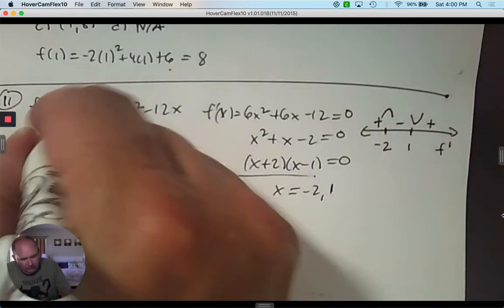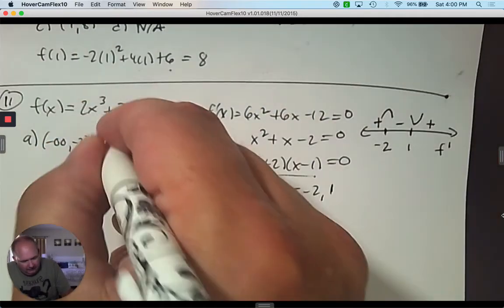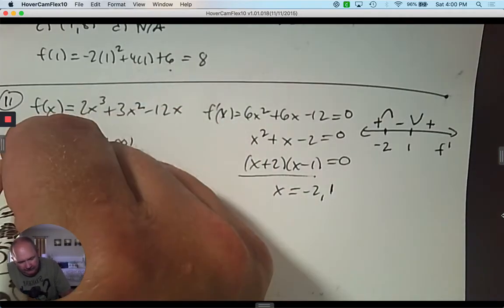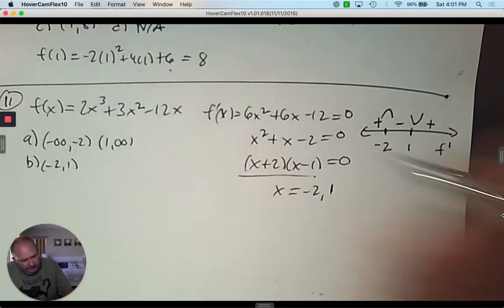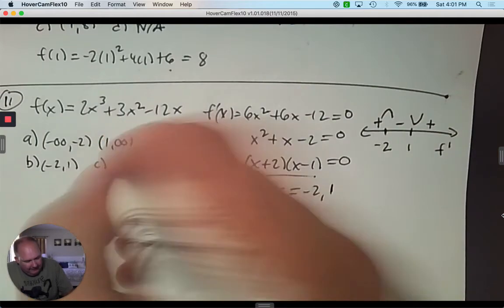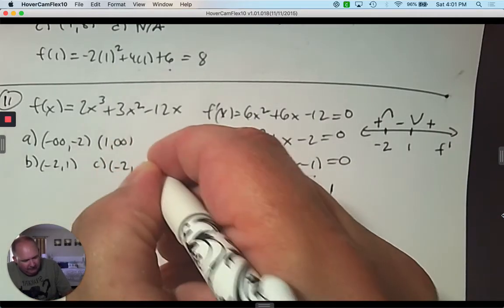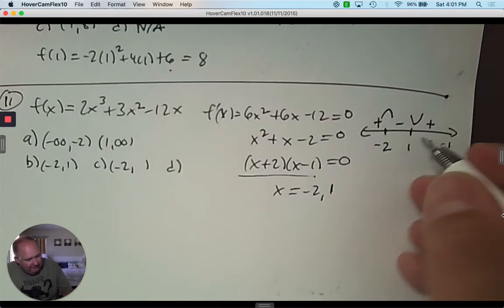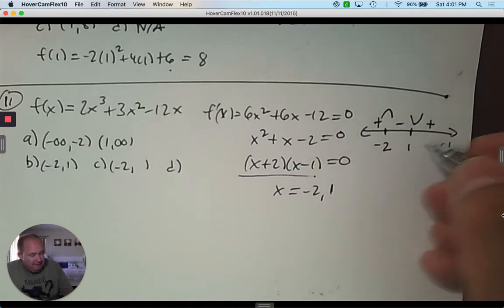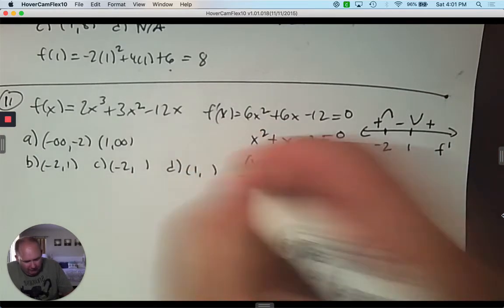So part A is, where is it increasing? It's increasing from negative infinity to negative 2, and from 1 to infinity. Where is it decreasing? From negative 2 to 1. Is there a maximum? Yes. And the x-coordinate of that is at negative 2. I'll find the y-coordinate in a second. Part D, is there a minimum? Yes. And that's when the x-coordinate is 1. So I need to find the y-coordinates that go with it.